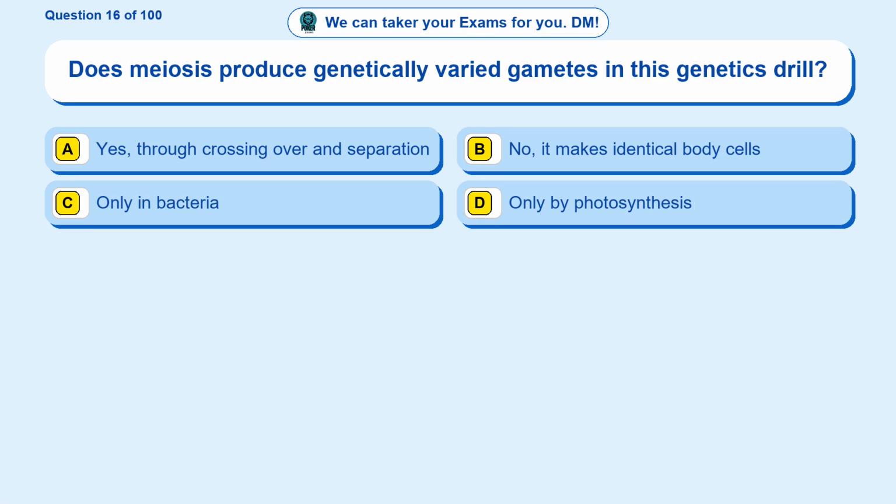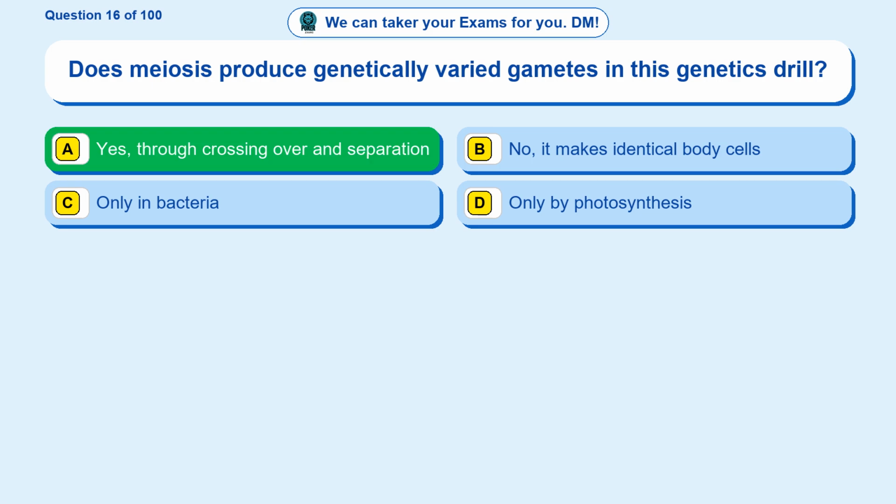Question 16. Does meiosis produce genetically varied gametes in this genetics drill? Option A. Yes, through crossing over and separation. Option B. No, it makes identical body cells. Option C. Only in bacteria. Option D. Only by photosynthesis.